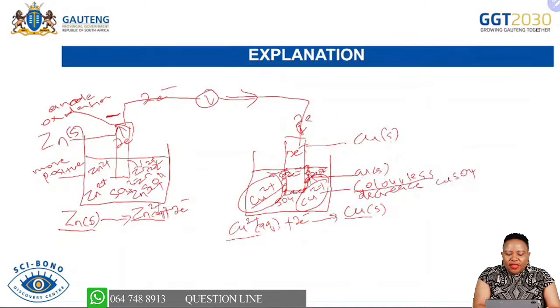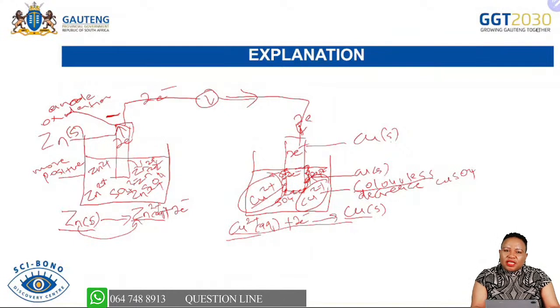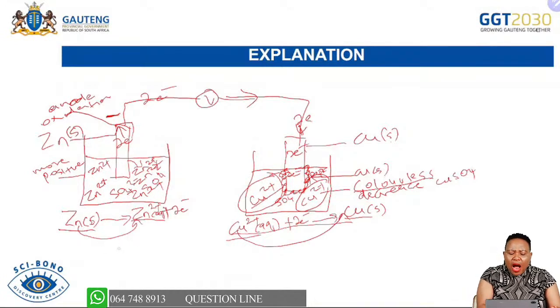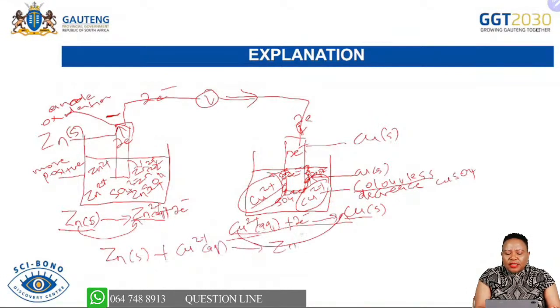So these are the two half reactions that occur in each compartment, on the side of the anode and the side of the cathode. To conclude, you can see that zinc is the one that is losing electrons because its oxidation number changes from Zn to Zn2+. And copper 2+ is the one that is gaining electrons because its oxidation number changes from Cu2+ to 0. Therefore, our two reactants are zinc solid, which is undergoing oxidation, and copper 2+ aqueous, which is undergoing reduction, to form Zn2+ plus Cu solid.